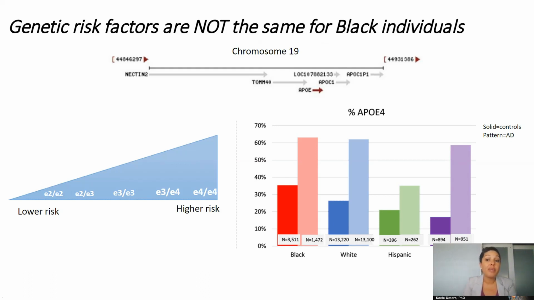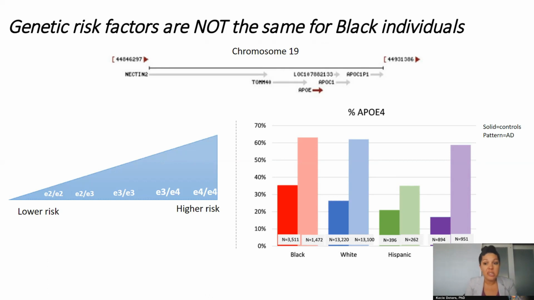So if you look at the red and the blue pattern bars for E4 frequency, you see that they're almost identical. So if E4 is supposed to be this great genetic risk factor for Alzheimer's disease, then shouldn't the pattern bar for Alzheimer's disease for Black individuals be higher? But it's not. So this is really suggesting that there must be some other factor than E4 that is actually contributing to AD risk in Black individuals.